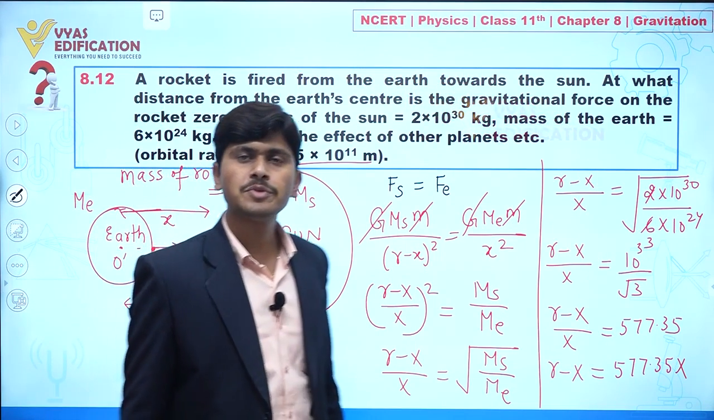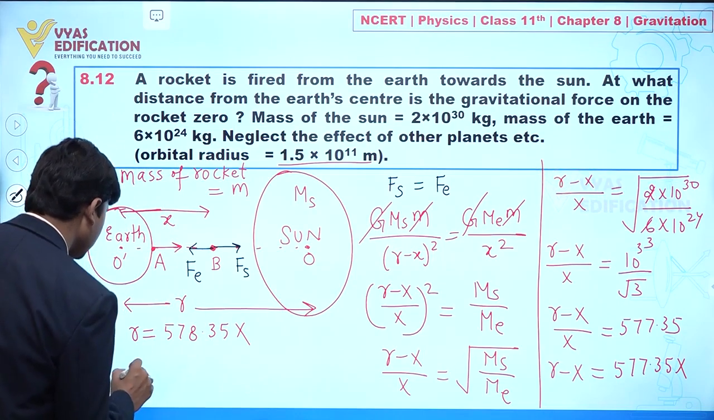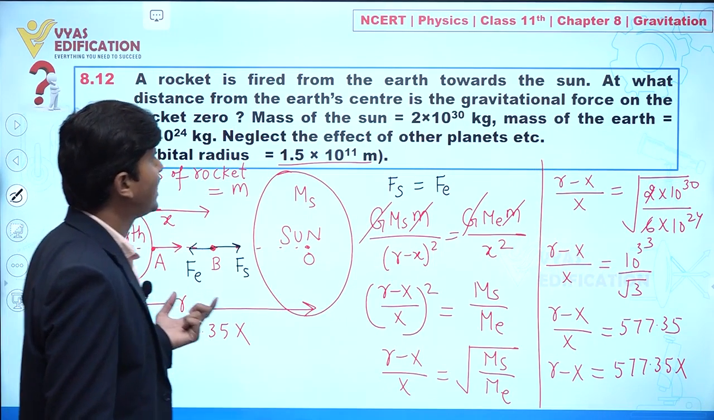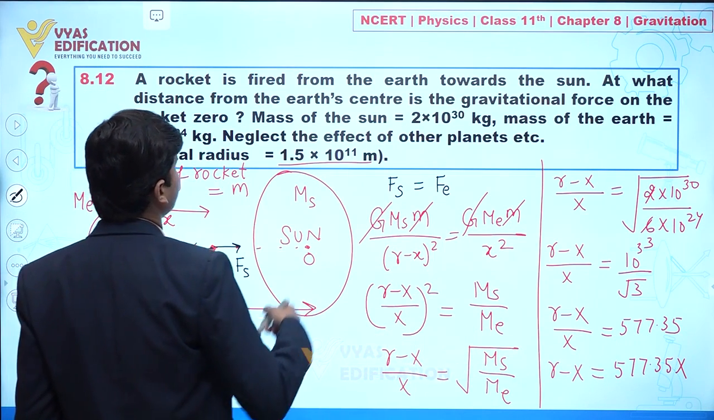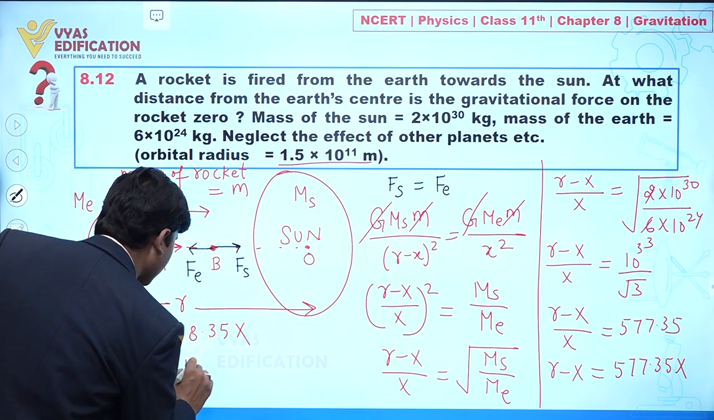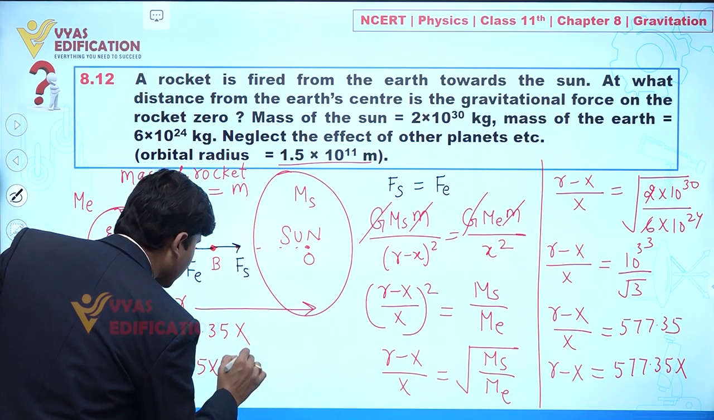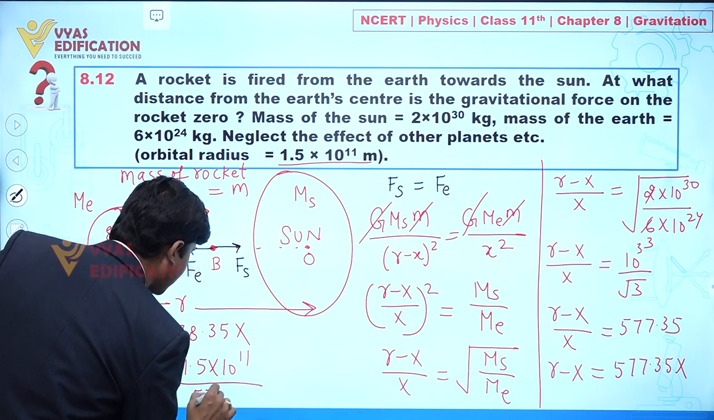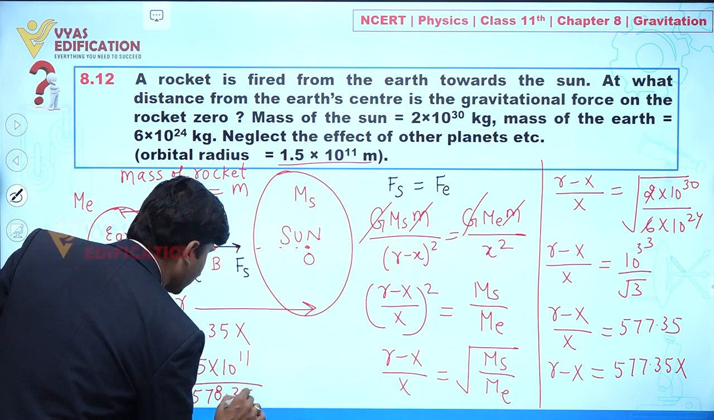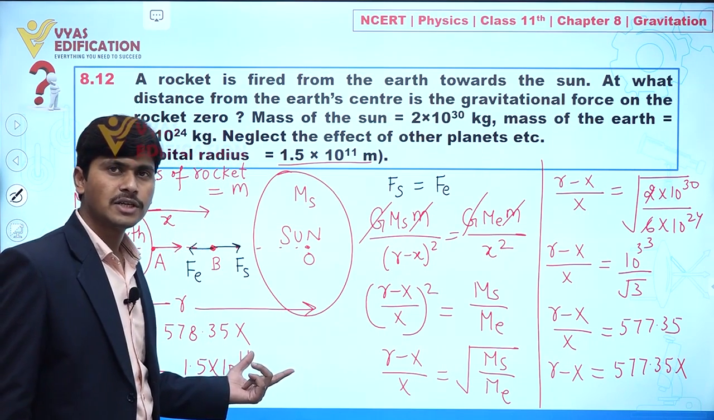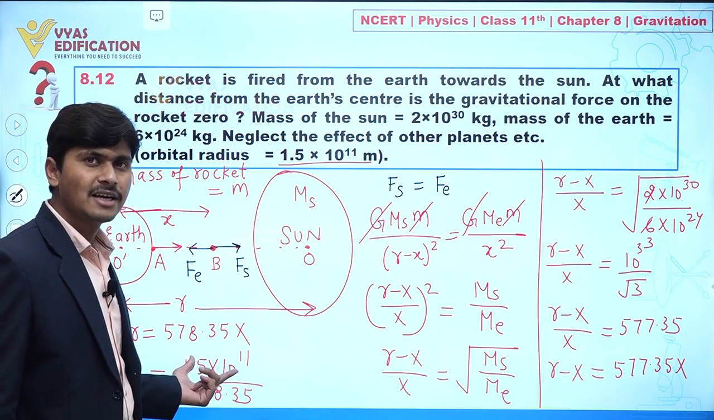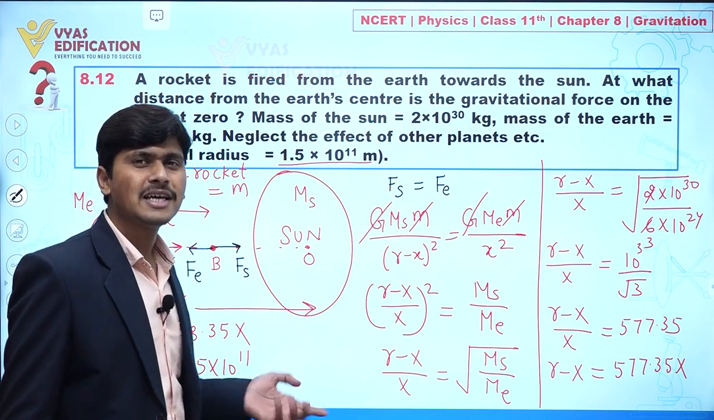Clear? Now my objective here is to calculate the value of x. So x is given by the value of r, which is already given to you, 1.5 into 10 to the power 11, divided by 578.35. Clear? If we multiply it with 1000, we can say this is 1500. So approximately you are getting near about 3.